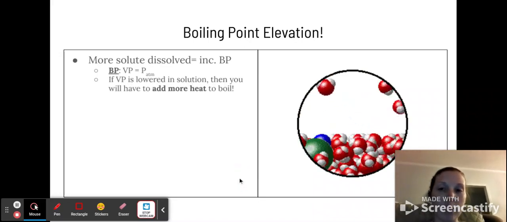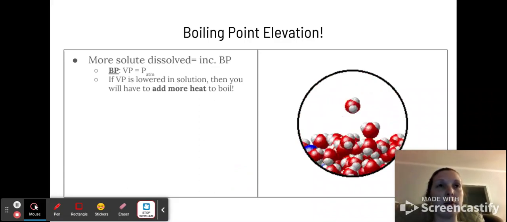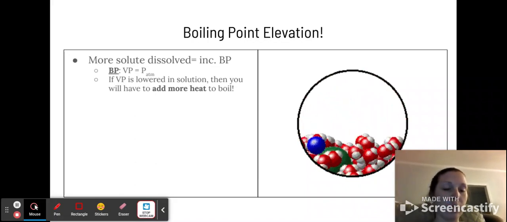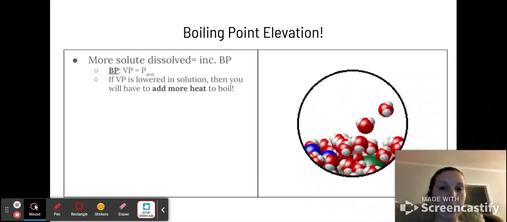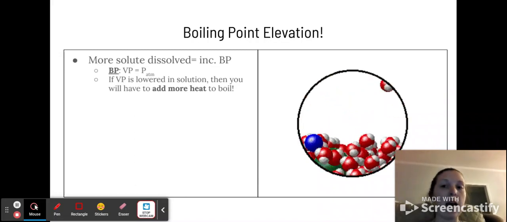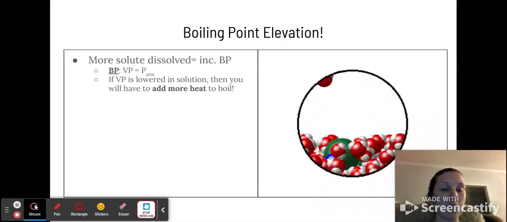Well, when you dissolve more solute in solution, that causes the particles to be more preoccupied, so they lower the vapor pressure. They don't go into gaseous state as easily, which means you have to add more heat to make them go into gaseous state. And that's why your boiling point is actually going to be higher with solute dissolved.